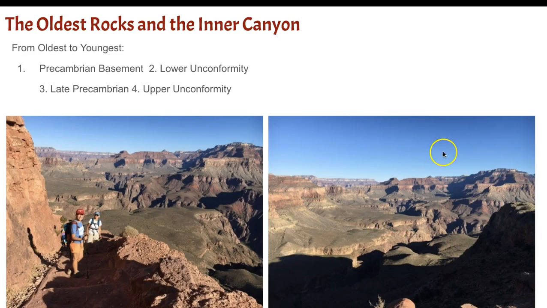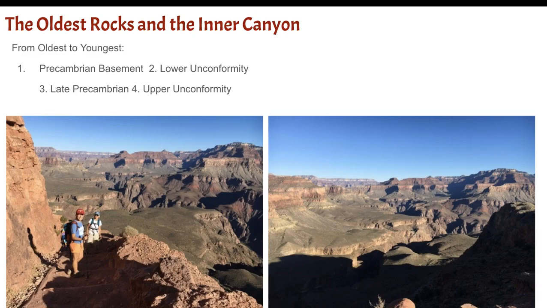And so these inner layers from oldest to youngest are the Precambrian basement, the lower unconformity, the late Precambrian, and the upper unconformity. The Grand Canyon consists of 7 sequences of rocks. The oldest rocks are at the bottom and the youngest are at the top. The oldest rocks are 1.7 billion years old. They're metamorphic rock and granite. These hard rocks are exposed in the bottom of the canyon, forming a steep and narrow inner canyon.